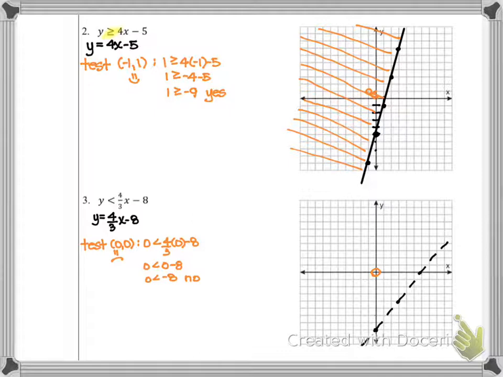So if 0, 0 worked, then my graph would go that way. But it doesn't. So I'm actually going to go the opposite direction. I'm going to go away from the point. So then my shading would actually be down here. And then that would be my answer for this.